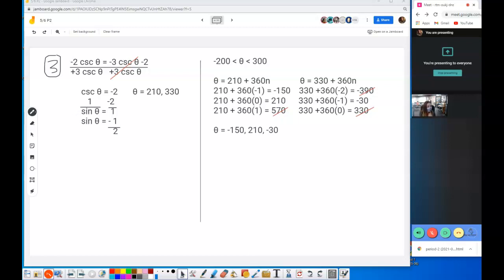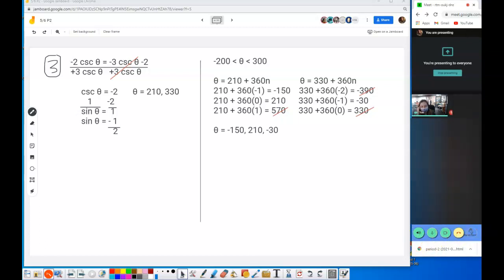And so we did 210 plus 360n since it is sine, and 330 plus 360n. So we subtracted 360, we got negative 150, and then we did 0, which is 210, and we did 1, but it exceeds 300, so we didn't include that. And then for 330, we subtracted negative 1, which is negative 30, and then we subtracted 360, and then another 360, which is negative 390, but that's way more than negative 200, so we didn't include that. And also we did 0, but it exceeds 300, so our final solutions are negative 150, 210, and negative 30.